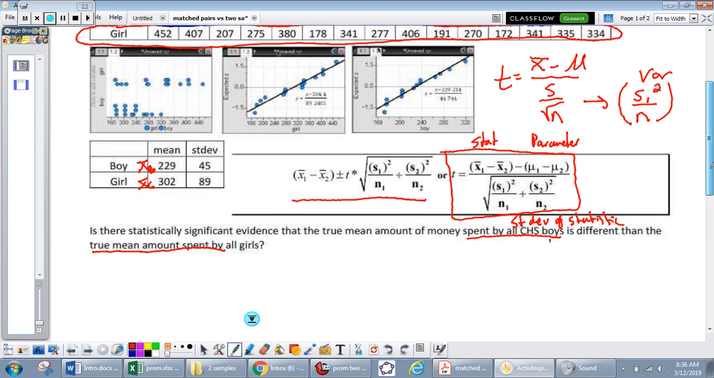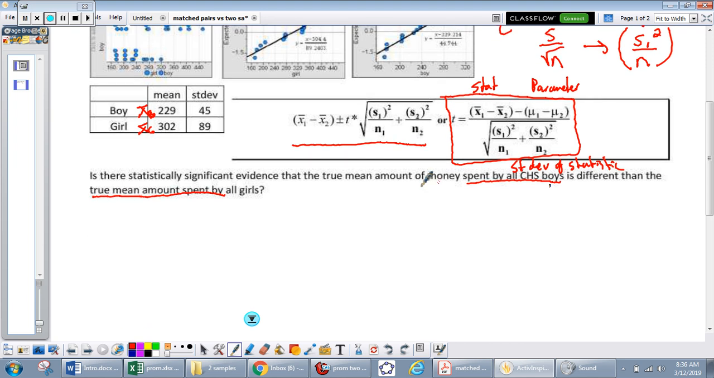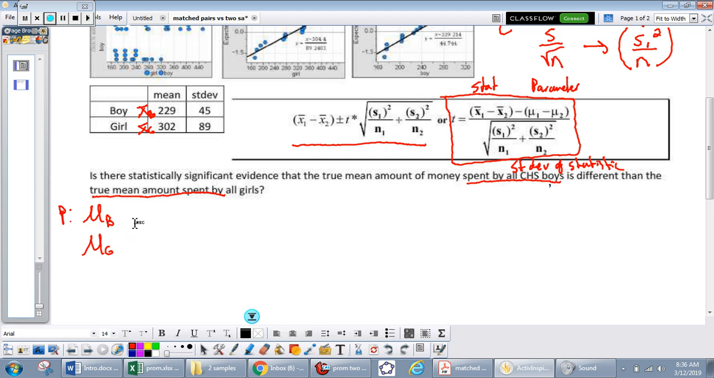Alright, so let's go ahead and walk through this. This is asking us, is there statistically significant evidence? So that's asking us for a hypothesis test. We'll start off with our parameters. Now we've got 2 means this time: mu b and mu g. I'm going to type this out to make everybody's life easier. So what is mu b?